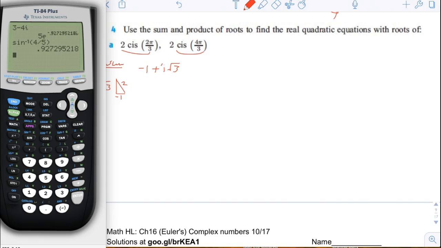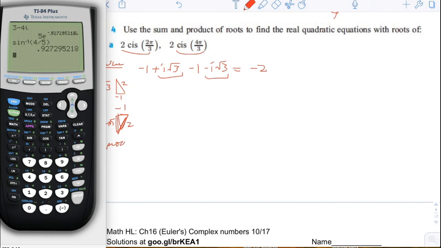And 2 cis 4 pi over 3, 4 pi over 3 is this angle right here. And that would mean that this is negative 1 and this is negative square root of 3. So if I was adding them together, I would say, okay, minus 1 minus i square root of 3. And if you add those together, these cancel each other out, and so you would end up with negative 2 as the sum.